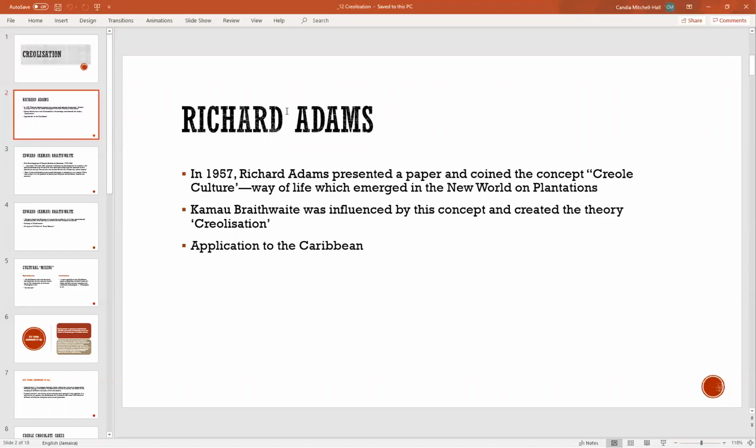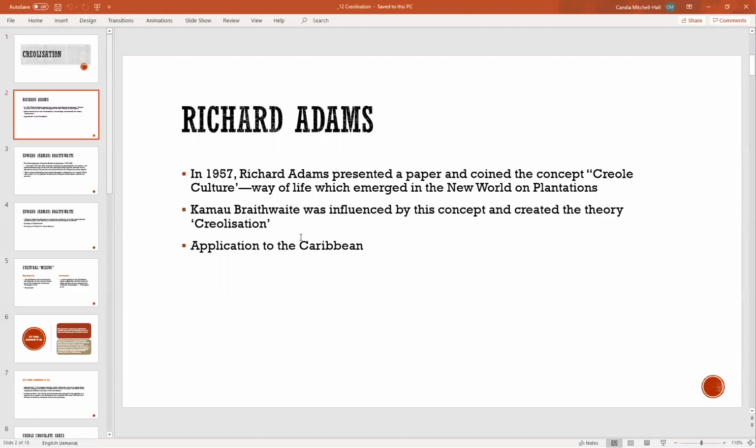So we're going to start with this scholar by the name of Richard Adams. And in 1957, he studied American society. He looked at the slave societies in North America, not only the slave society, but the cultures in North America generally, right? That emerged on slave plantations. And he used the concept of Creole culture, which actually means, according to Adams, any culture that emerged in the New World or the Americas, right? So once a culture emerged in the New World, he considered that to be a Creole culture.